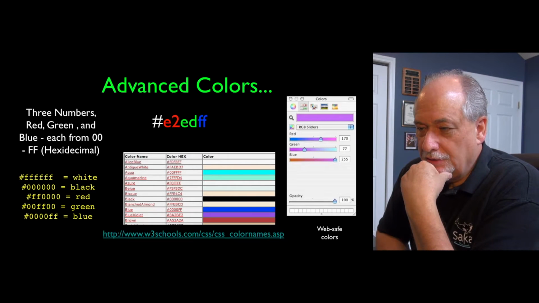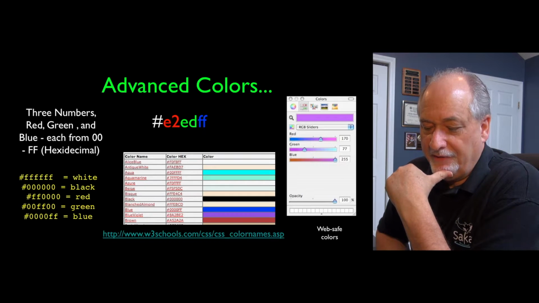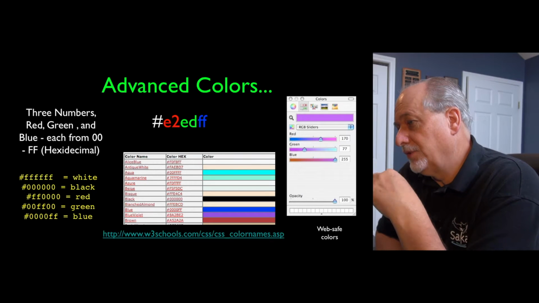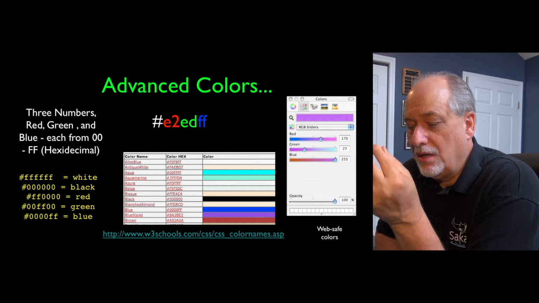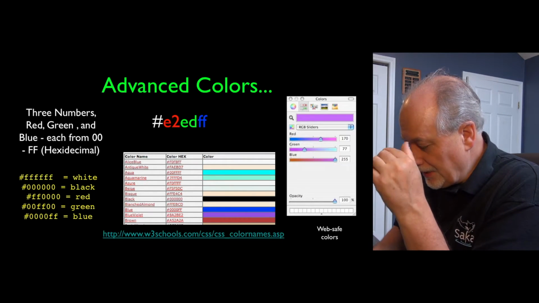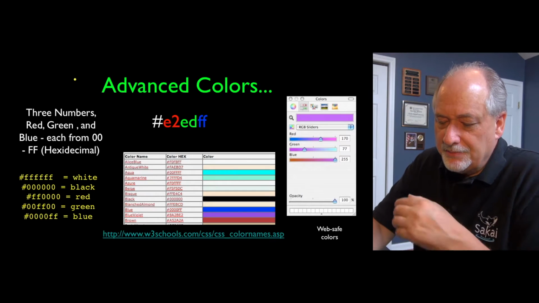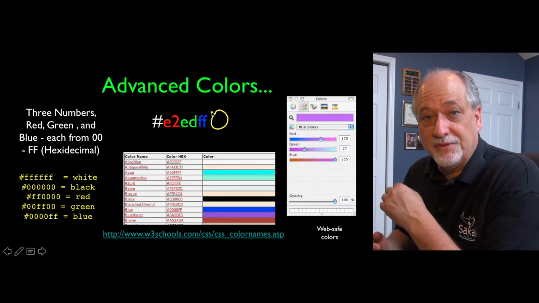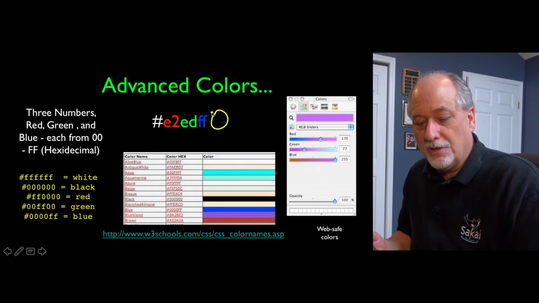Picking these advanced colors is way beyond my ability as a graphic artist, and people will pick colors. There are sites that help you pick palettes for your pages, etc. Sometimes these colors can also have a transparency, a fourth set of two numbers that have to do with how transparent the color might be.